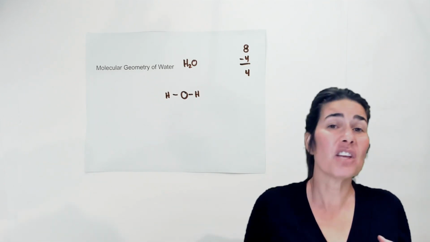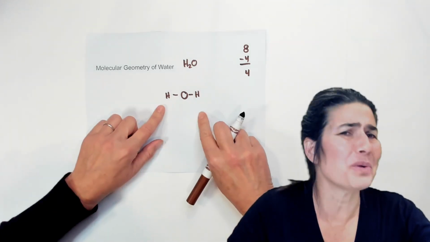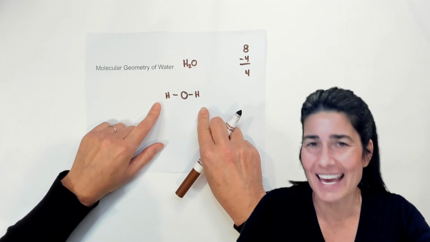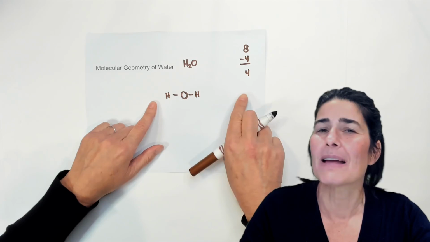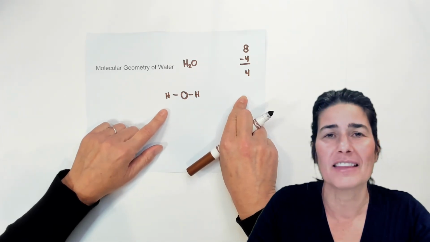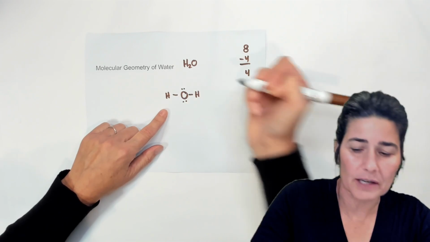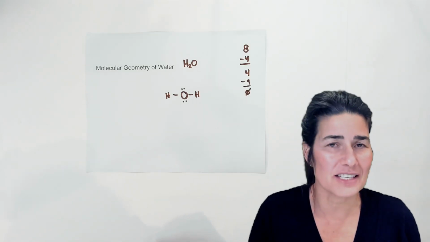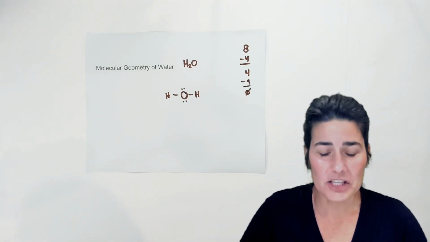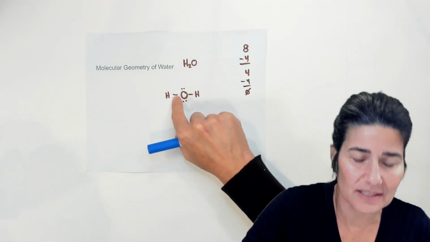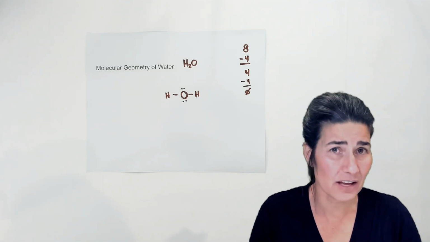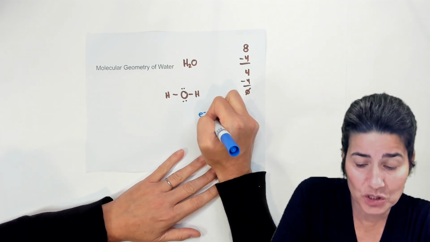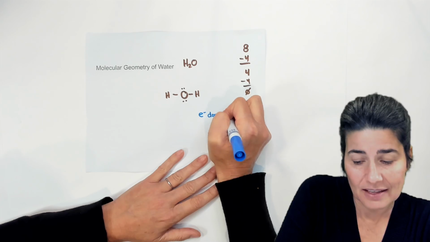Step three, fill the outside octets. Don't put any more on hydrogen. Hydrogen's a baby. It's already full with 2. It can't go on the outside. So, step 4, put the leftovers on the middle. 2, 4. We use up 4, we're done. We ask ourselves, does our center have its 8? Let's take a look. Oxygen has 2, 4, 6, 8. We're done.